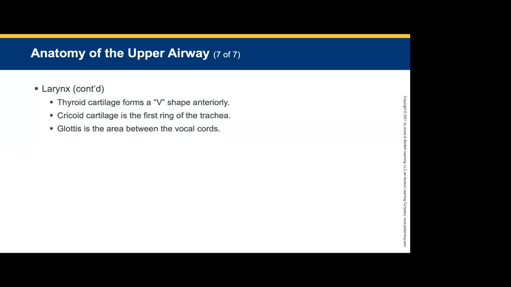So the glottis is the area between the vocal cords. I just broke down the structure of the upper airways. What I want y'all to learn out of that is that all these different structures have very important meanings. They are important for us to worry about and know the anatomy.